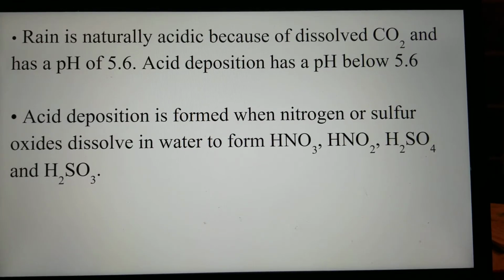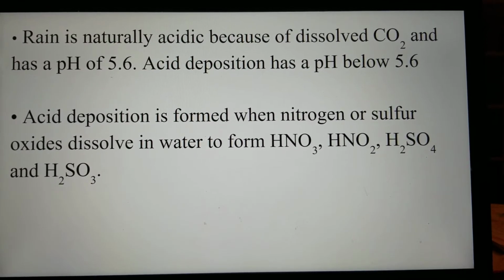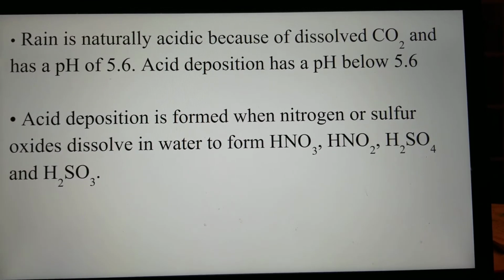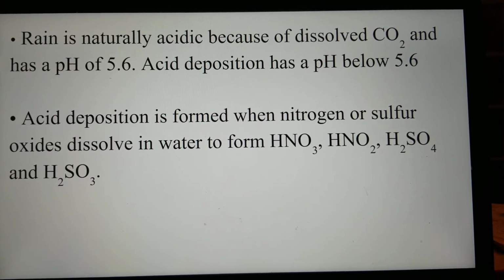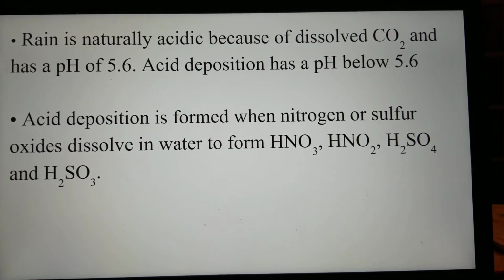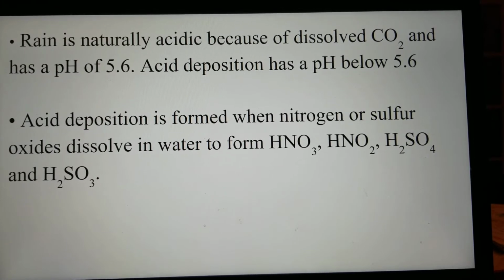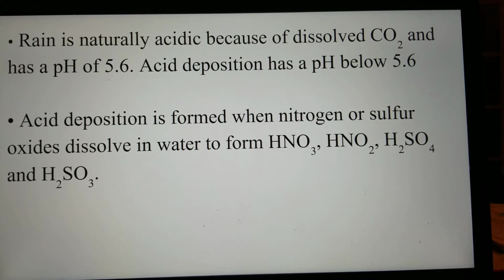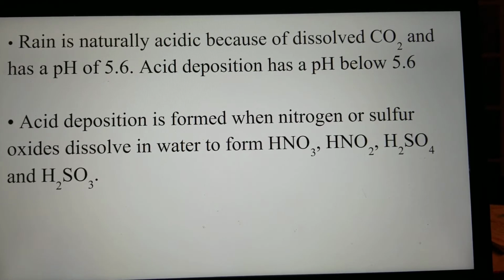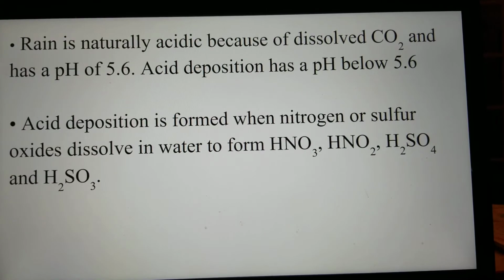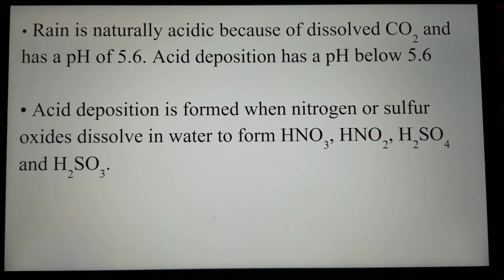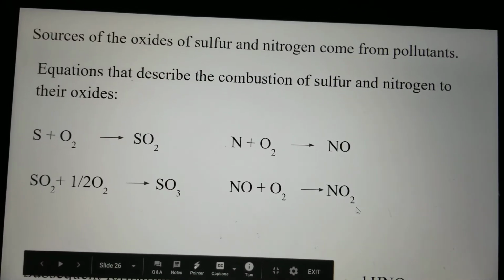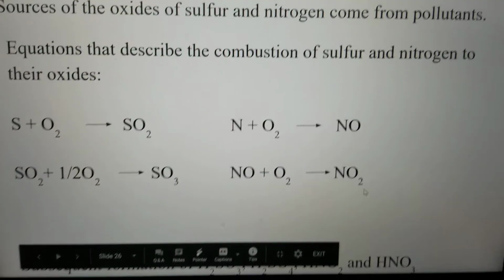So acid deposition is formed when nitrogen or sulfur oxides dissolve in water to form any of these four acids. You should know the names of these acids, but I'll go ahead and name them anyway. The first one is nitric acid. The second one is nitrous acid. The third one is sulfuric acid, and the last one is sulfurous acid. So you are required to know these reactions here.